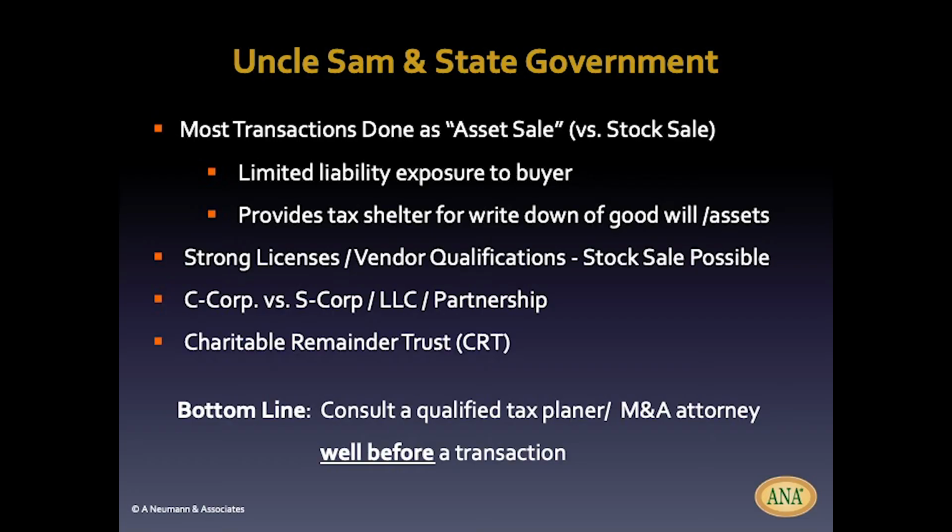In some scenarios, that is not possible. For instance, if there are vendor qualifications, I mentioned that example earlier out of the pharma industry, where the company to be sold had established vendor relationships with Fortune 500 pharma companies, and that's very difficult to obtain. So if you have strong vendor relationships and strong licenses in place, then a stock sale might be the only option. The bottom line really is, at the end of the day, you need to consult a qualified tax planner and M&A attorney well before a transaction in order to be in the best position.